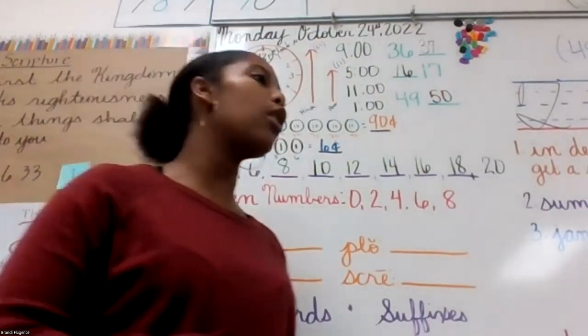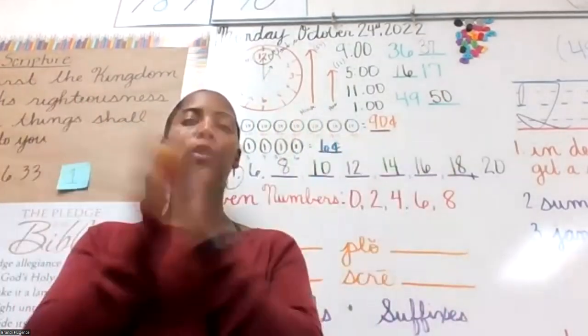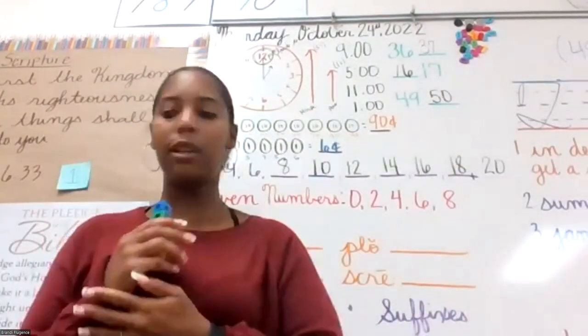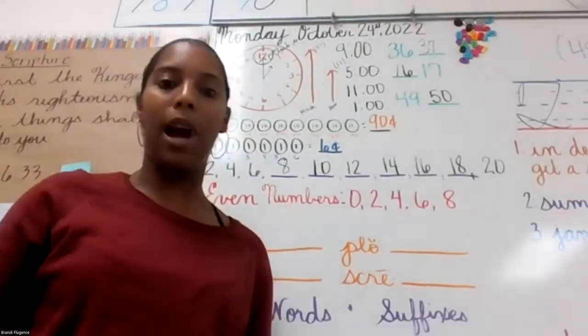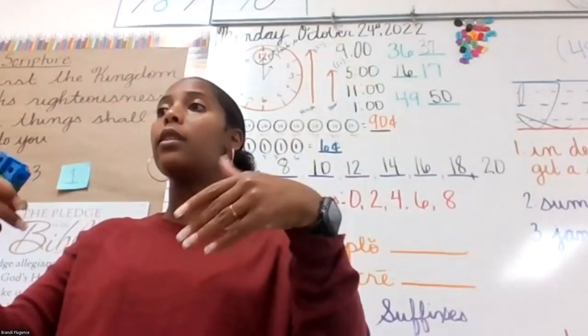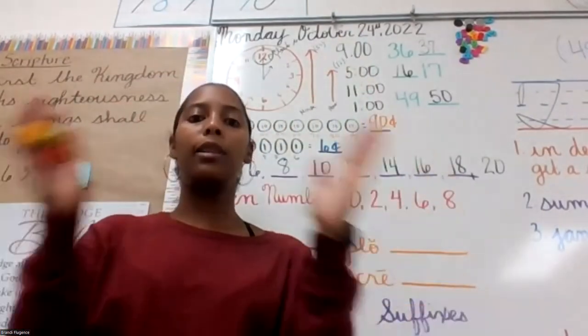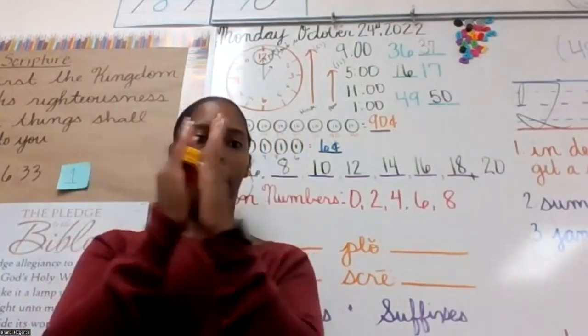So this is usually the song we sing. We say even numbers are 0, 2, 4, 6, 8. That's our song we sing usually every year. And then when we learn odd tomorrow, we'll add on to that. So let's sing it together. After me: even numbers are 0, 2, 4, 6, 8.